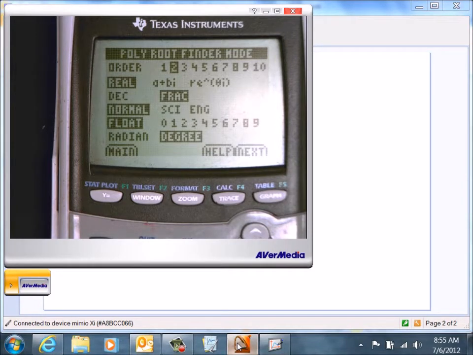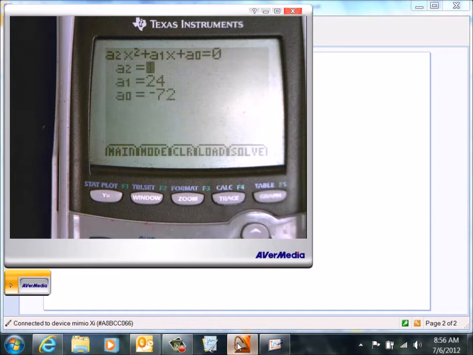The first thing we have to do is tell it what order of polynomial this is. A quadratic is a second order polynomial. The order is just the highest exponent of the unknown. In this equation, t is raised to the second power. That's the highest power in any term. Everything else should be okay by default, so I'm going to hit the next button.